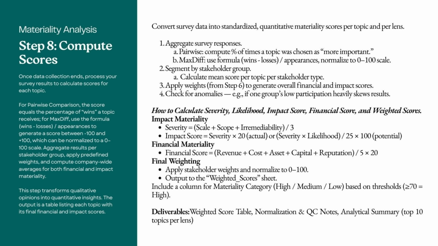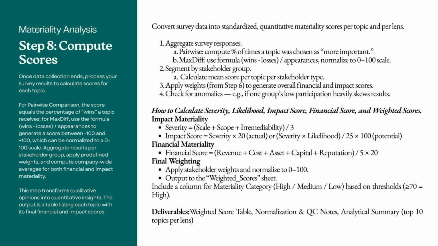For impact materiality, severity is calculated as the average of scale, scope, and irremediability. Impact scores are then derived either by multiplying severity by likelihood for potential impacts or by scaling severity for actual impacts. For financial materiality, scores are calculated by averaging financial exposure factors such as revenue, costs, assets, capital, and reputational impact, then converting the result to a standardized scale. Final weighting is applied by combining stakeholder weights and normalizing all results to a 0 to 100 scale.